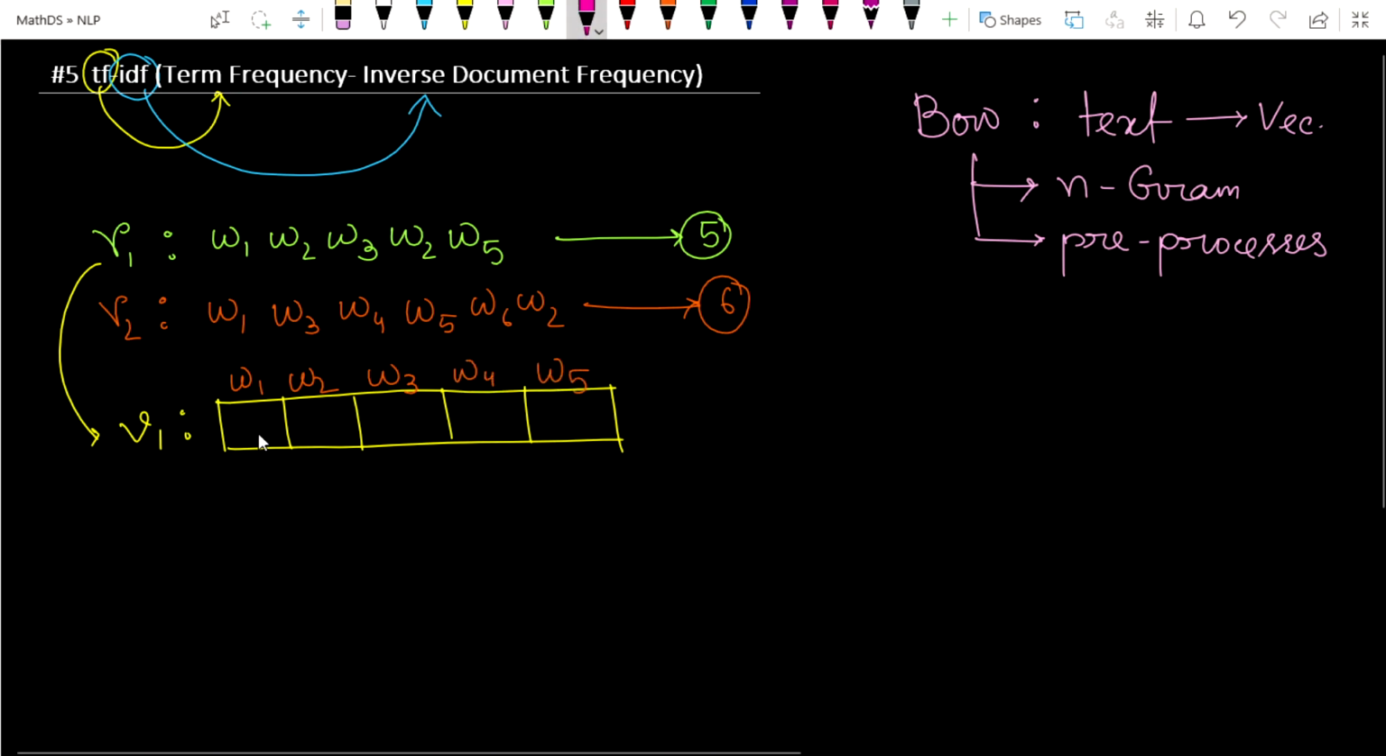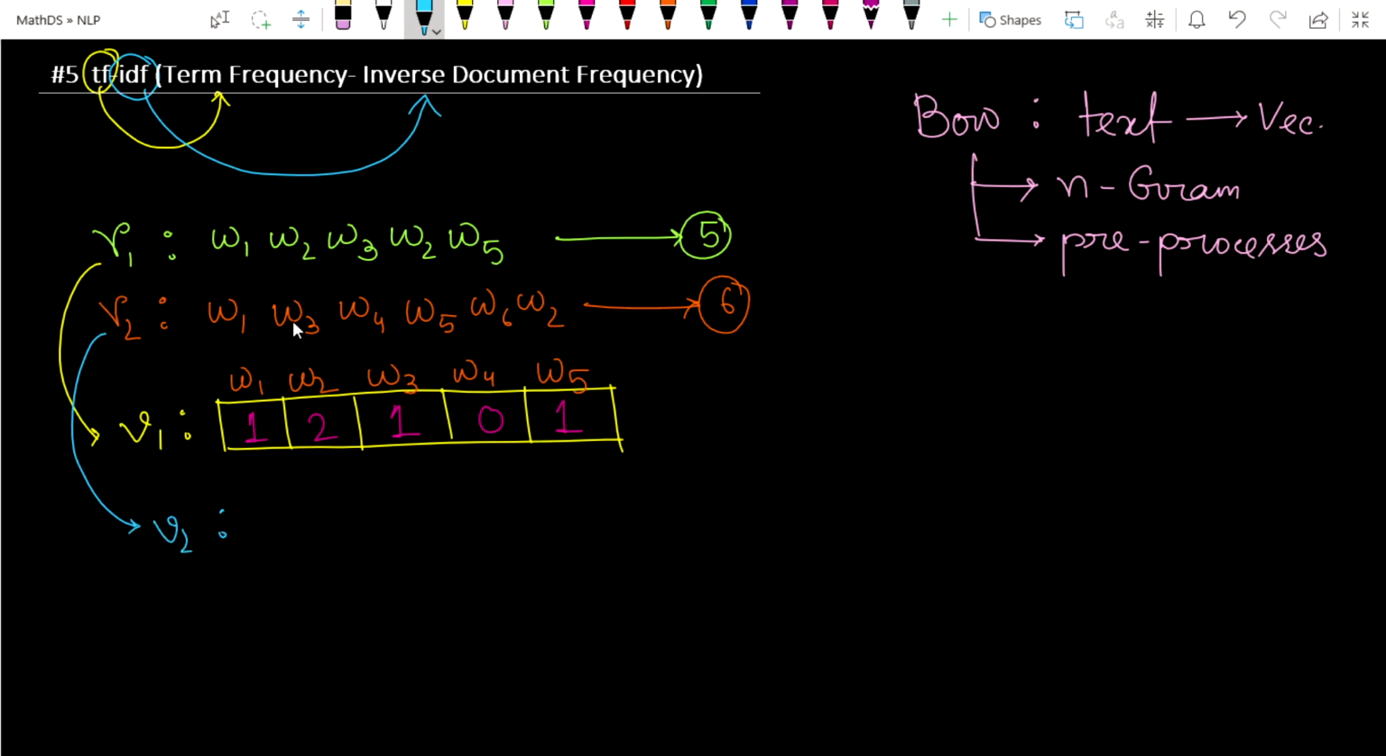W1 occurs here, so it will be 1. W2 occurs 2 times, so it will be 2. W3 yes, W4 no, W5 yes. Similarly, we calculate vector 2 for review 2. Here how many words? 1, 2, 3, 4, 5, 6. How many distinct words do they have? Here also 1 to 6, total 6 unique words.